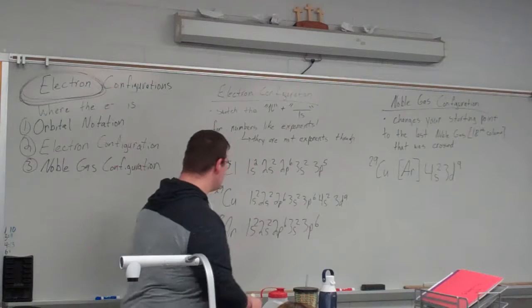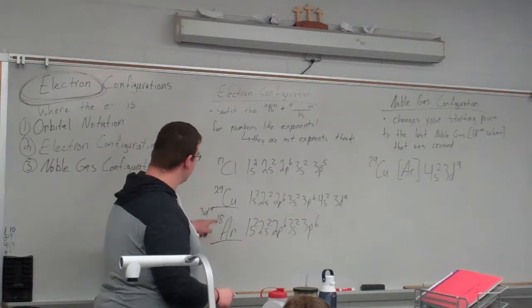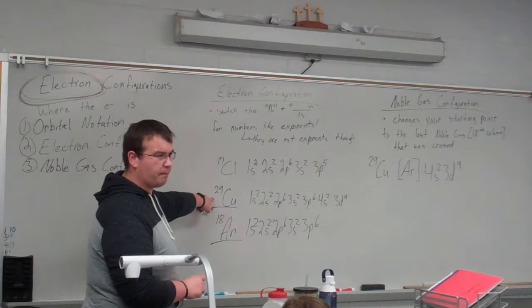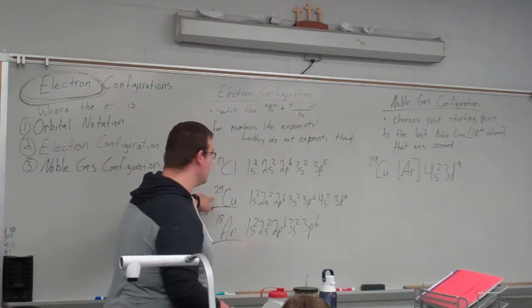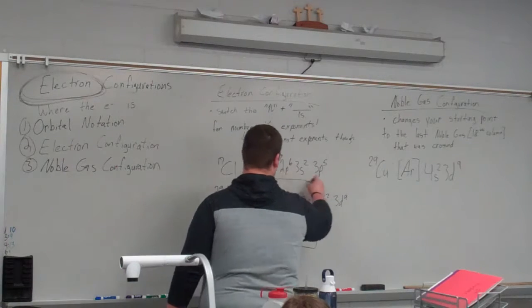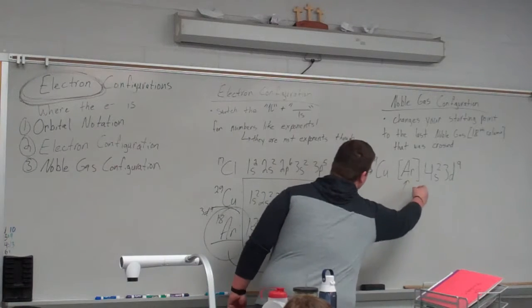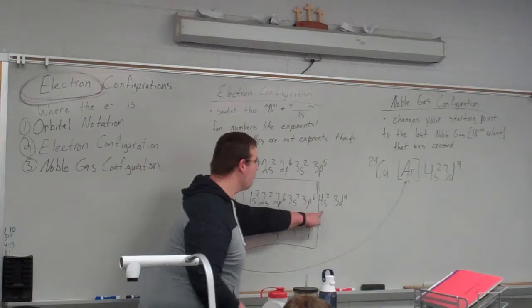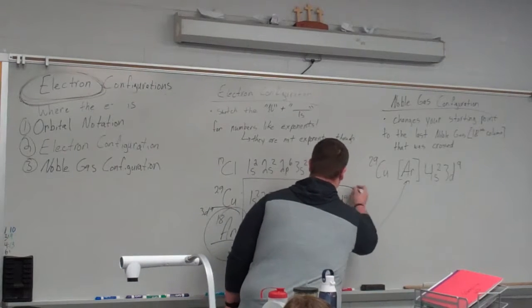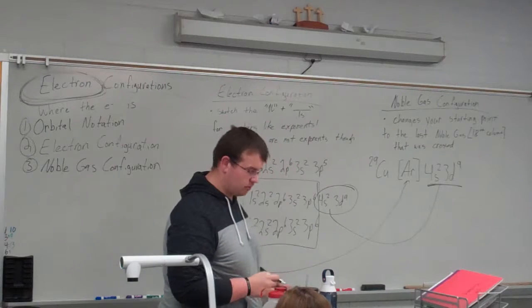All right, here's the thing. This right here is the electron configuration for argon, and there's the electron configuration for copper. All the noble gas does is cut it off. This is equal. So it allows us to take that noble gas and substitute it in and leave whatever is left off. What if it was gold or something, and you had to go all the way up to 18?